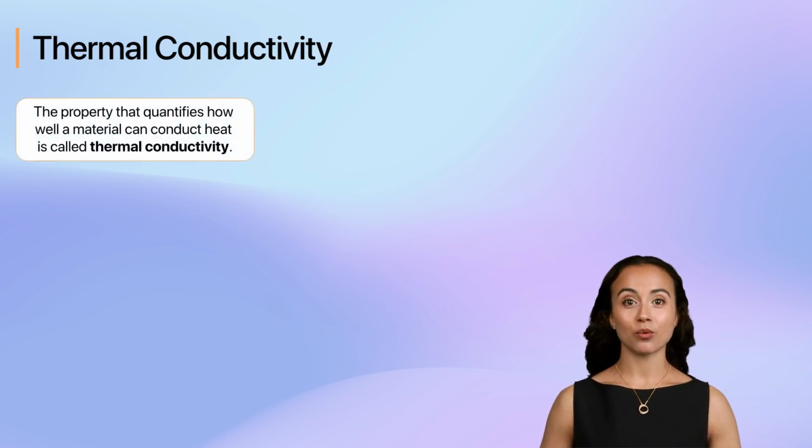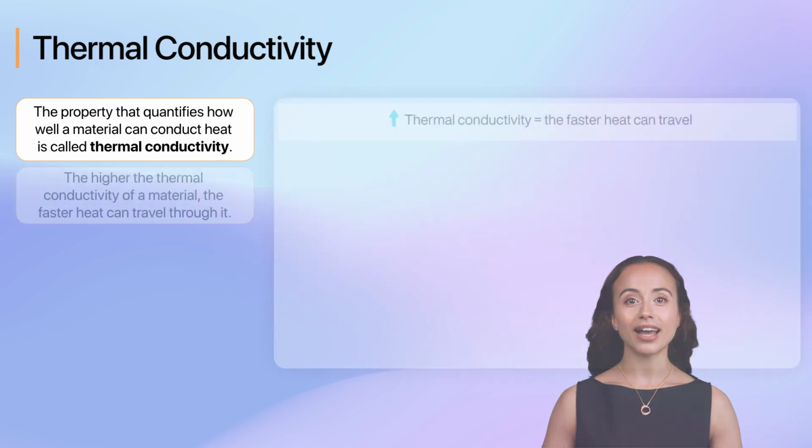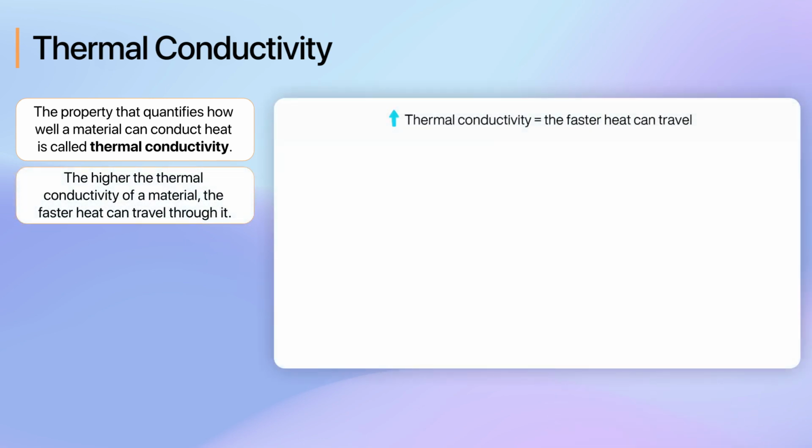The property that quantifies how well a material can conduct heat is called thermal conductivity. The higher the thermal conductivity of a material, the faster heat can travel through it. In simple terms, a material with higher thermal conductivity will transfer energy at a faster rate by conduction.